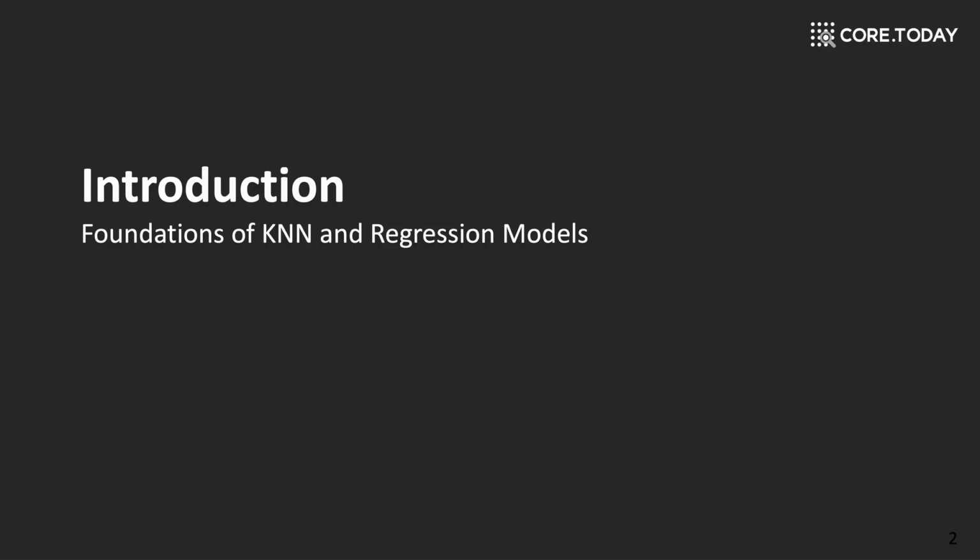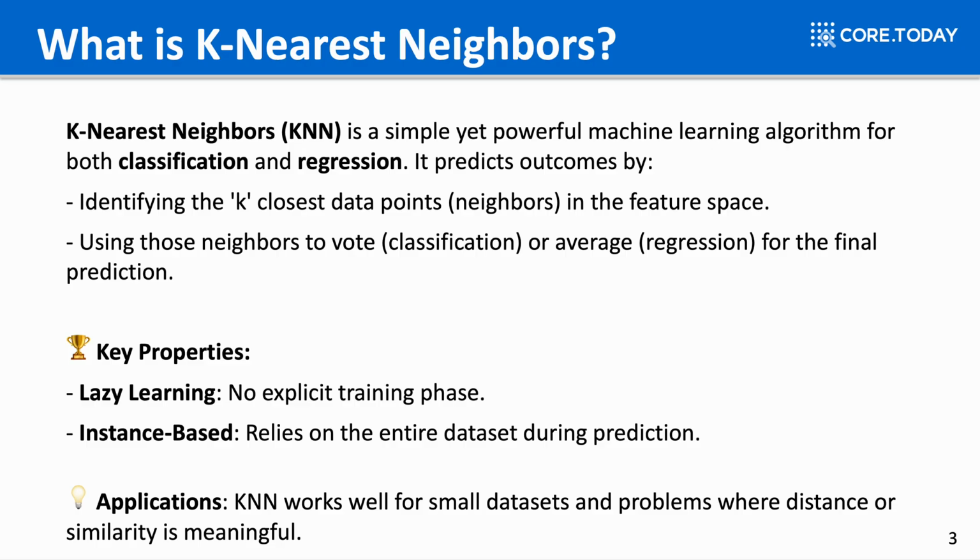In this chapter, we'll set the stage by exploring the fundamentals of k-nearest neighbors, KNN, and regression models. These algorithms form the backbone of many predictive tasks in machine learning. By understanding their principles, you'll gain insights into when and why to use each, depending on the problem at hand.